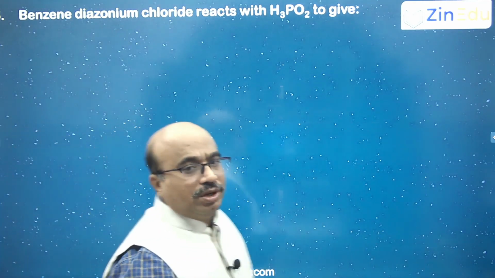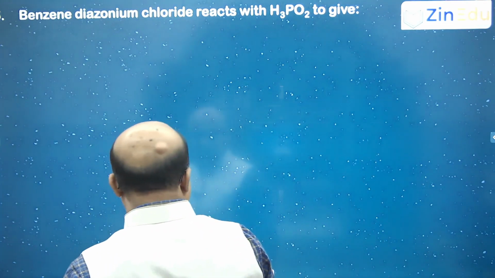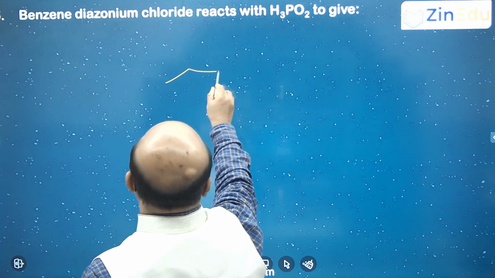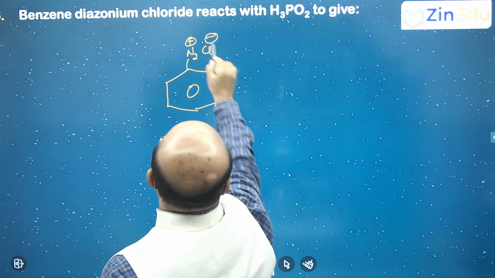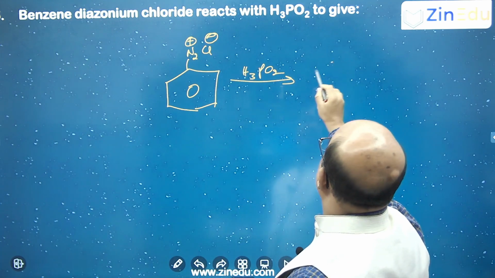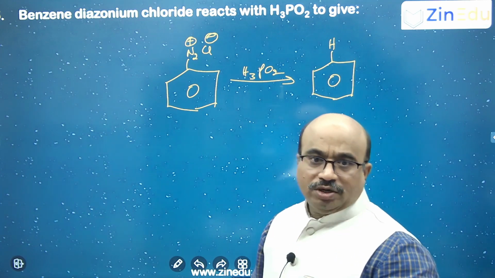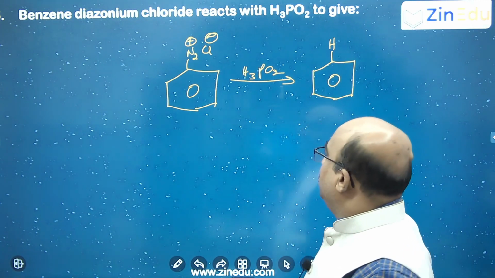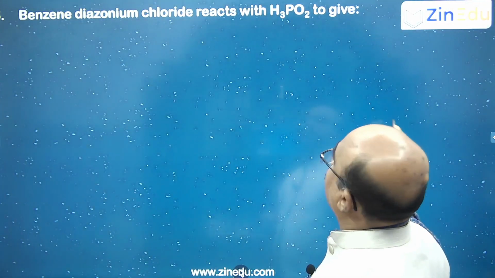Benzene diazonium chloride reacts with H3PO2, that is hypophosphorous acid. That is the direct benzene preparation. Diazonium chloride, when treated with H3PO2, the diazonium group will be replaced with hydrogen. So we will see the formation of benzene. It's again a direct, simple preparation of benzene. Okay, so let us see the next one.